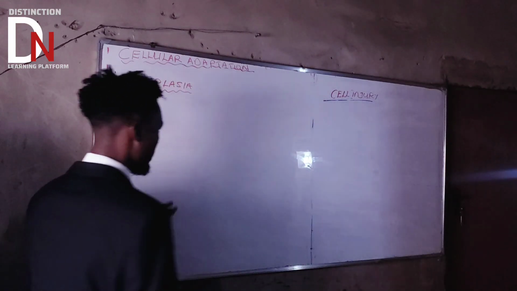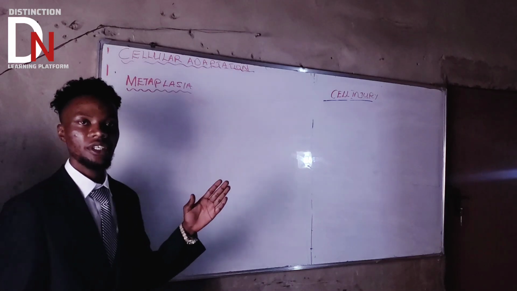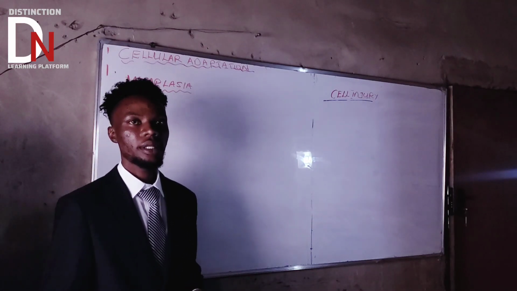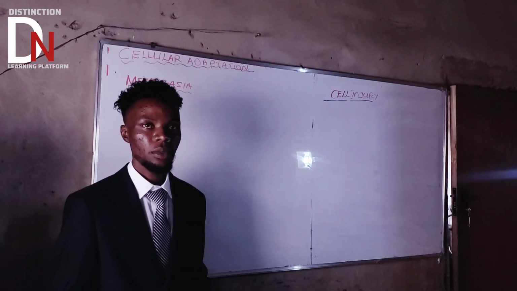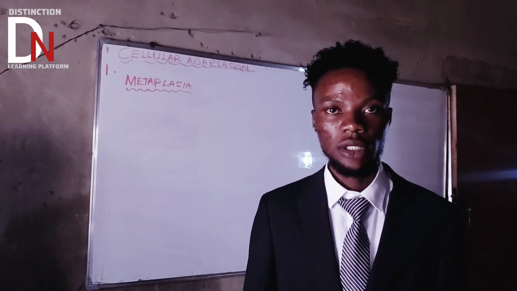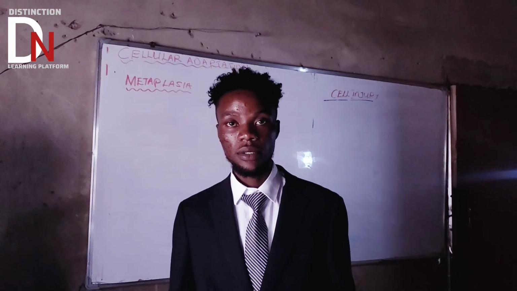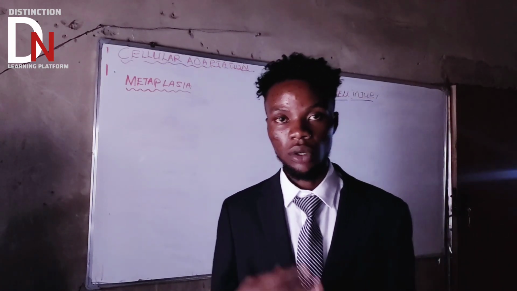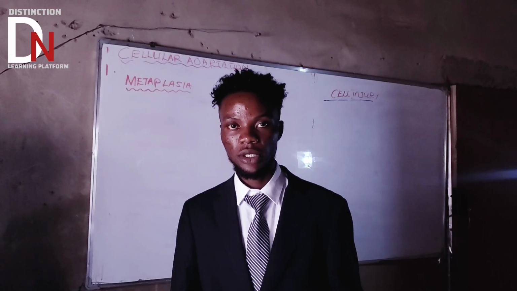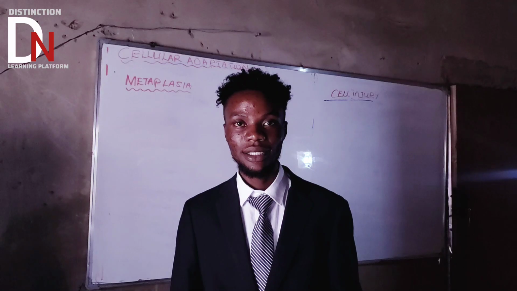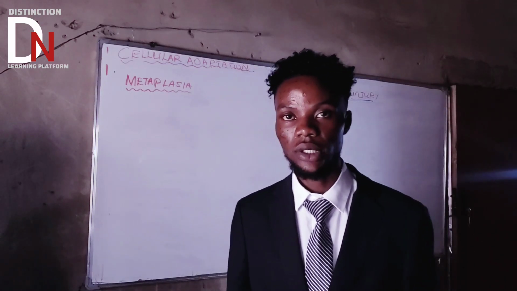Okay, so this is the pre-clinical session, and we're talking about cell adaptation, and we're under the last part, which is metaplasia. What is cell adaptation? Cell adaptation is a reversible change of cells due to the change in the surrounding environment. Why does a cell undergo adaptation? It is because it has to prevent itself from getting what we call cell injury.